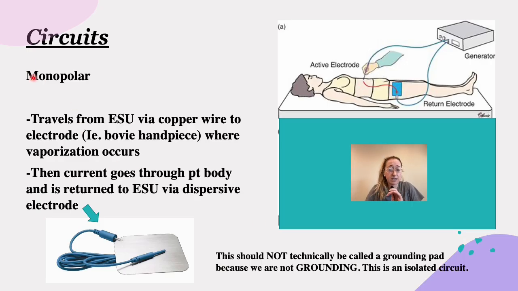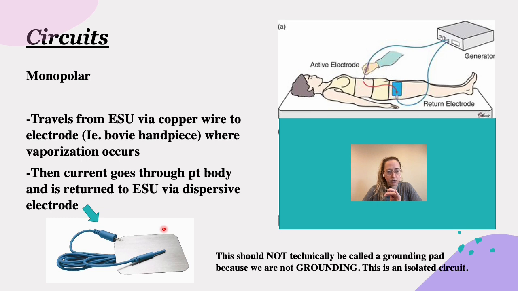Okay, the first circuit is the monopolar circuit. This is a picture here. So it travels from the generator via copper wire to the electrode, the active electrode. Here it looks like potentially a bovie. This is where the action occurs, and then it goes through the patient's body to the return electrode, which eventually returns that to the generator.